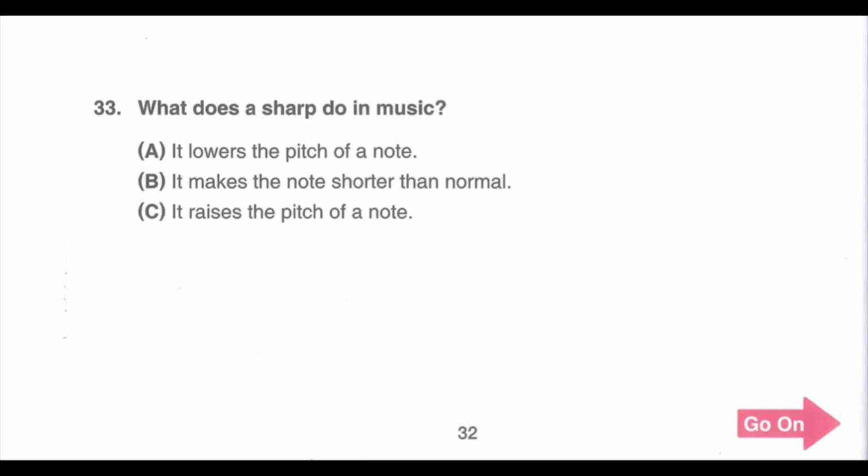Number 33. What does a sharp do in music? A. It lowers the pitch of a note. B. It makes the note shorter than normal. C. It raises the pitch of a note.